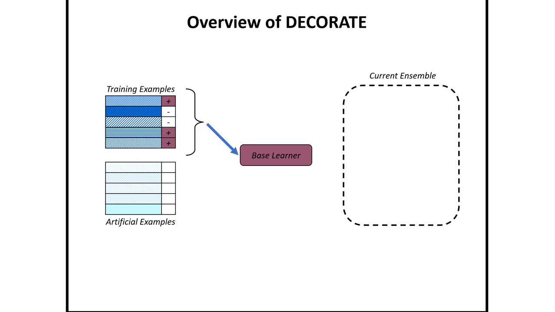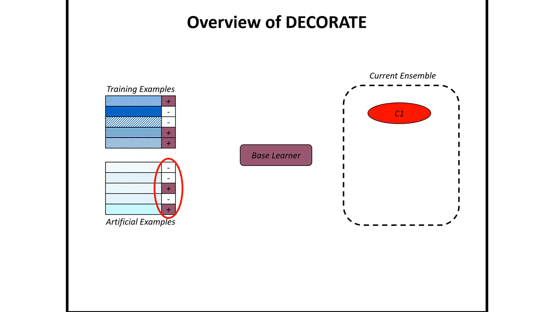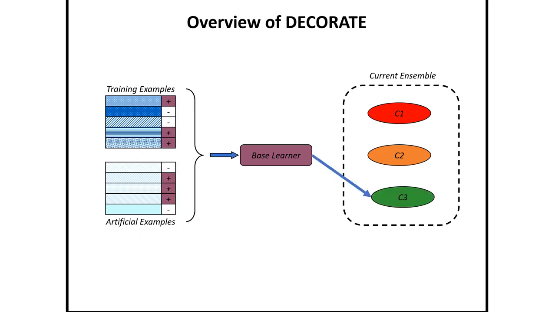So what this looks like is we start with our training examples, our artificial examples, and our base learner is going to take some observations from our training sample and put it into my current ensemble. Okay, and that's going to be classifier 1. Now, that classifier 1 is going to go and inform what's going to happen with our artificial examples. Now, from my artificial examples and my training examples, my base learner is now going to take observations and prepare classifier number 2, which then goes back and informs what happens with our artificial examples. And then our base learner pulls more data to make our classifier number 3.